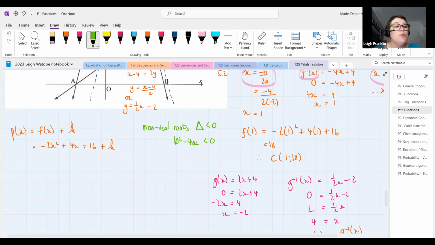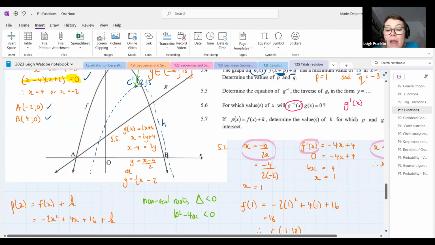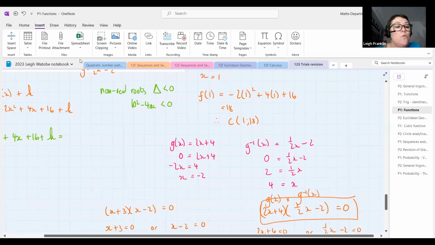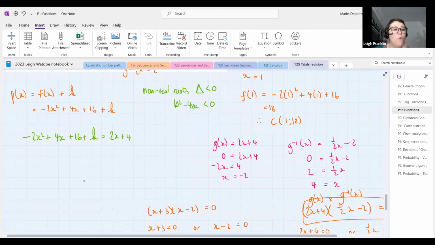So what we would do is take p of x, which is minus 2x squared plus 4x plus 16 plus k, and let it equal g of x. Remember they said here in the question, determine the values of k for which p and g will not intersect. Remember, g of x is 2x plus 4. So we're going to make these two equal to each other. Now we're going to get it into standard form. So this gives us minus 2x squared plus 2x plus 12 plus k equals 0.